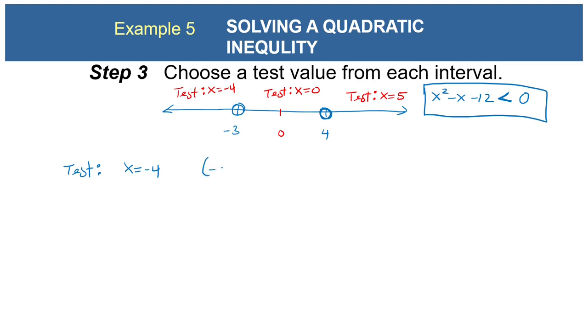We have negative 4 squared minus negative 4 minus 12. Is that less than 0? Well, this is 16 plus 4 minus 12. Is that less than 0? I have 8. Is that less than 0? No, it's not. This is false. So we know x equals negative 4 does not work.